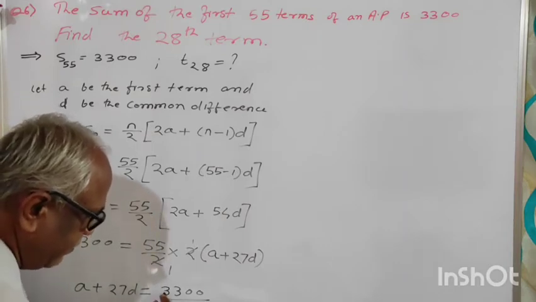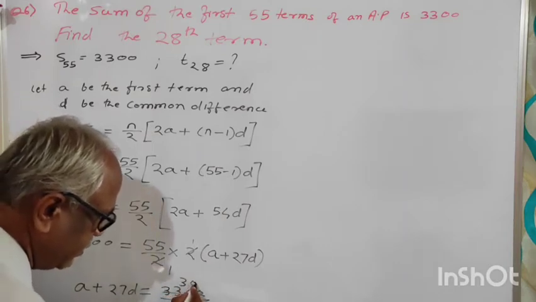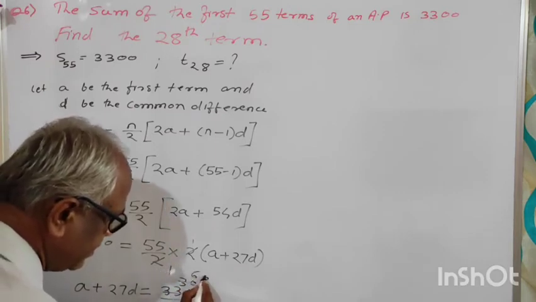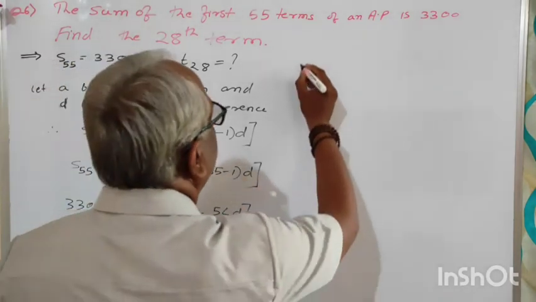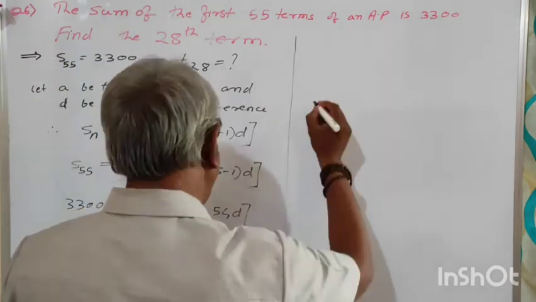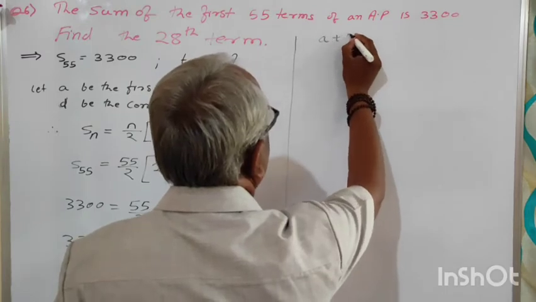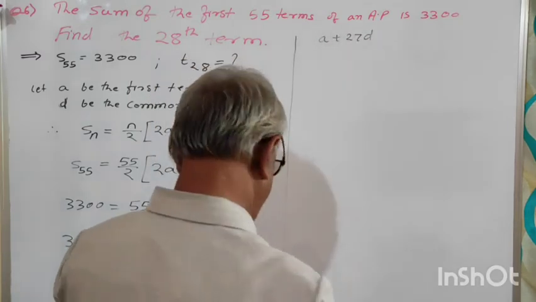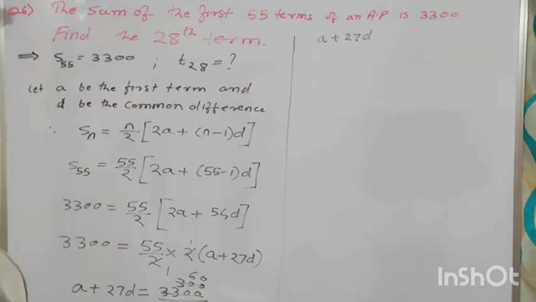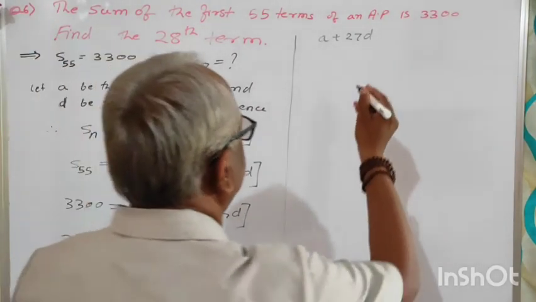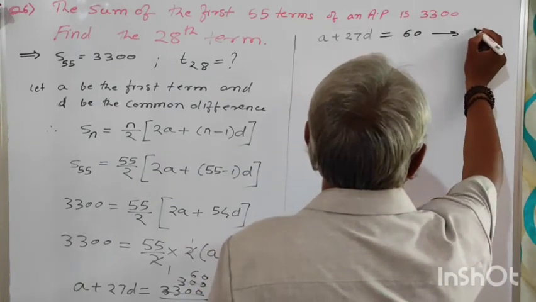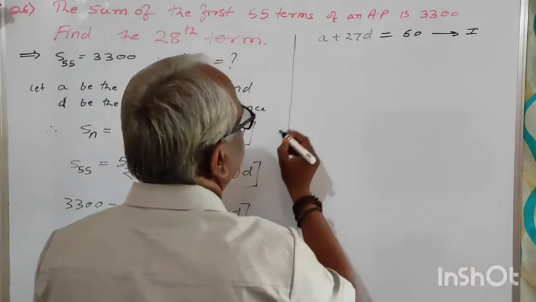11 5s are 55, 11 3s are 33, 0 0, 5 1s are 5, 5 6s are 30, this 0. So we will get here a plus 27d is equal to 60. Let us take this as equation number 1.